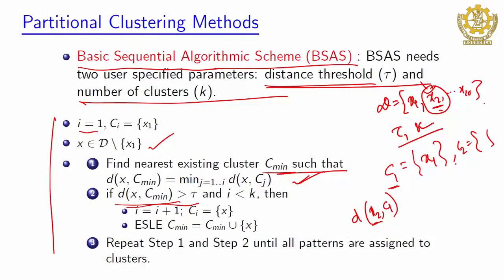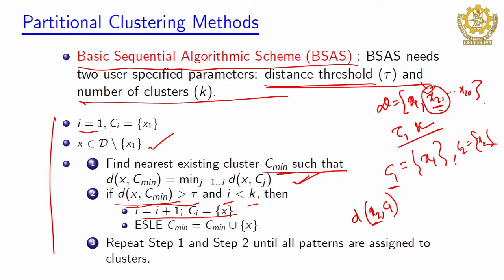the closest cluster. So, if the distance between x and C min is greater than tau, that means we cannot assign the point to the C min cluster, it is away from the cluster, as we said with the similarity dissimilarity measure. So, here distance is used as a dissimilarity measure, and the number of clusters is less than k. So, it has not reached the maximum number of clusters. So, in that case x 2 will be the new cluster.